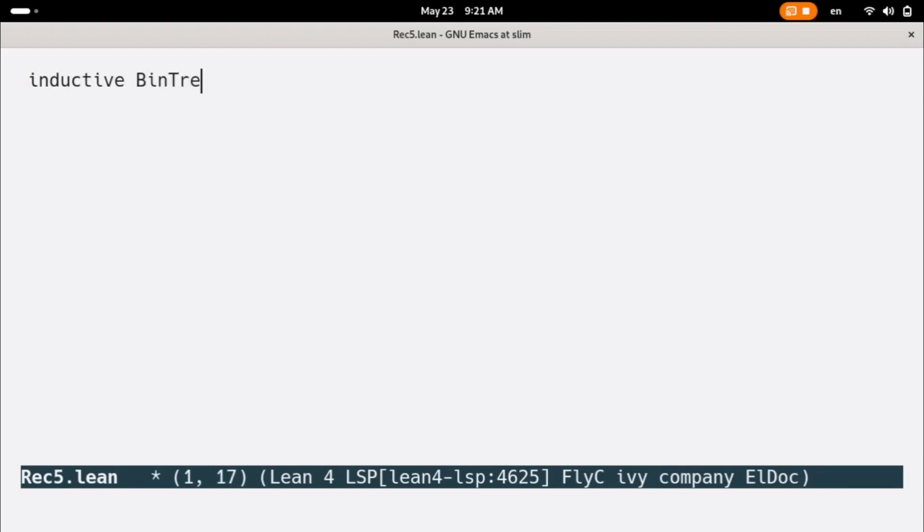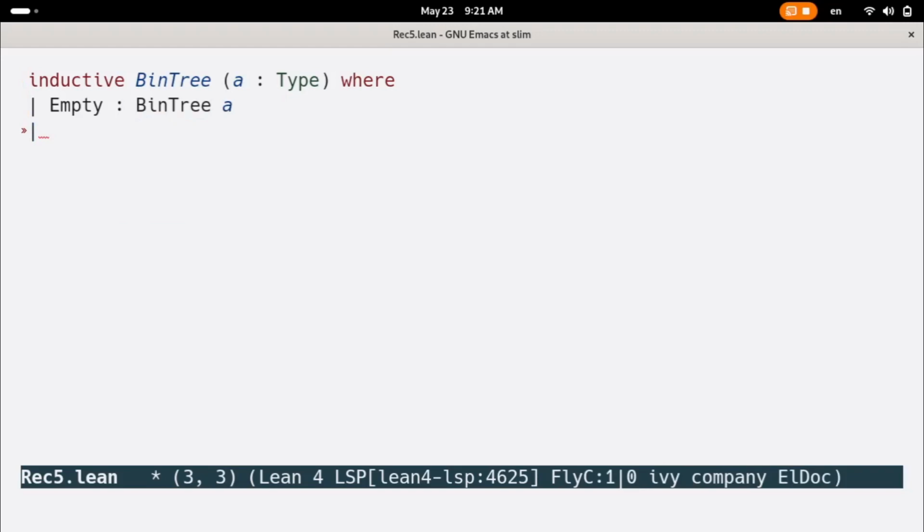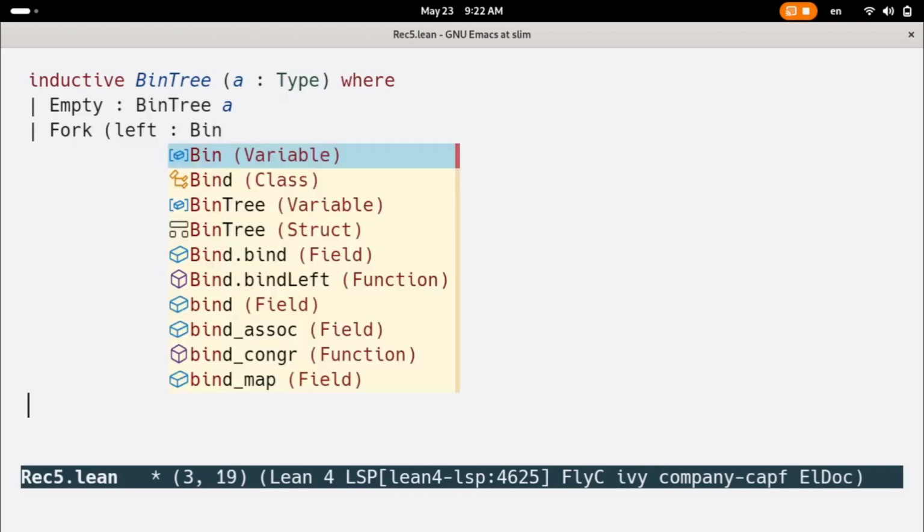Hello. We will begin by seeing some inductive type definitions. These are commonly used to define data structures in computer science. So here I define the type of binary trees that hold data of a type A.